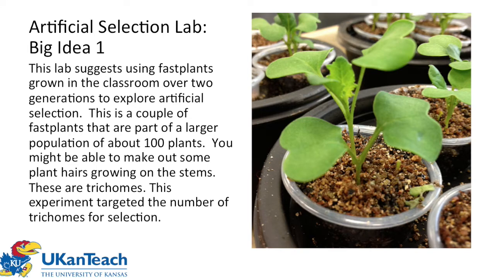The lab itself is to pick some organism, identify a quantitative trait to target for selection, and grow up 2 generations. In this case, we're going to use Wisconsin fast plants, and these plants are part of a population of about 100 plants. Right here you can see that this particular individual has true leaves already showing up. This is about day 7 or day 8. And right here you see little trichomes, little hairs, and that's going to be the target for our selection.